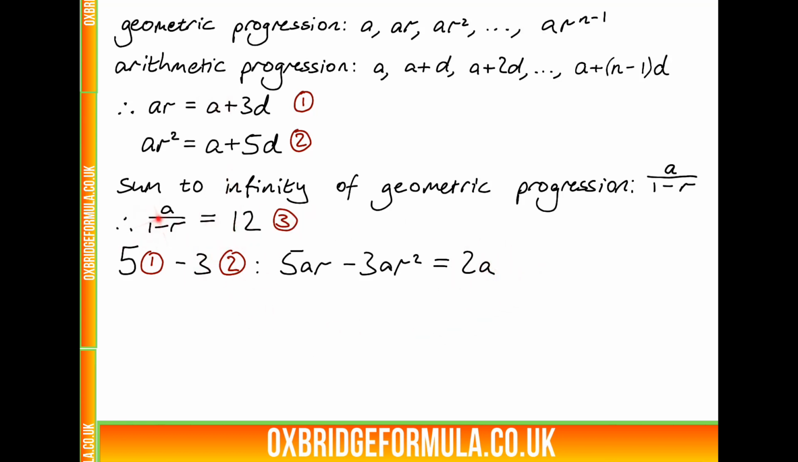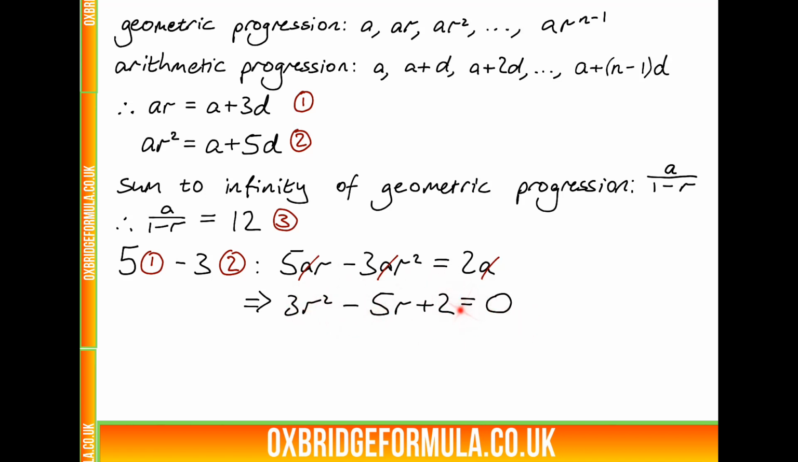And equation 3 tells us that a is not equal to 0, because if a equals 0, then we would have 0 equals 12, which doesn't make any sense. So we can divide through this equation by a, and we're left with 5r minus 3r squared equals 2, which we can rearrange to get it in the usual form of a quadratic equation. So we have 3r squared minus 5r plus 2 equals 0.